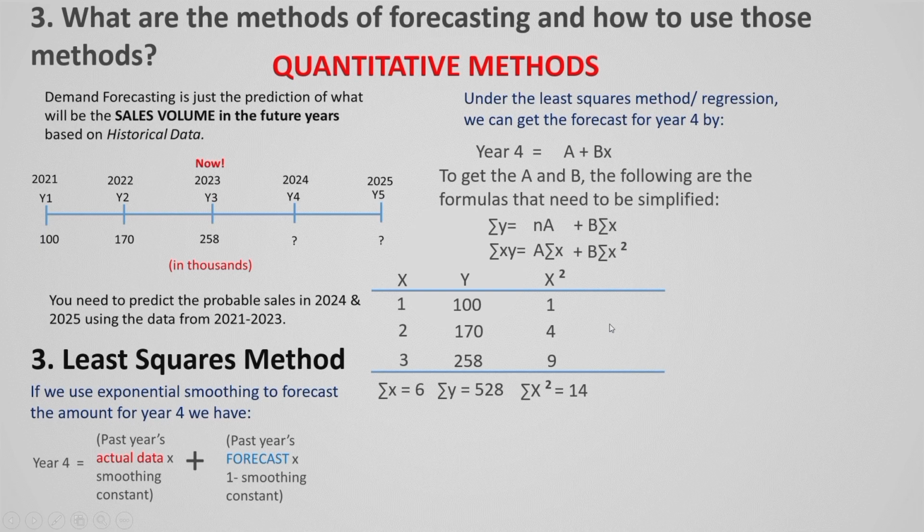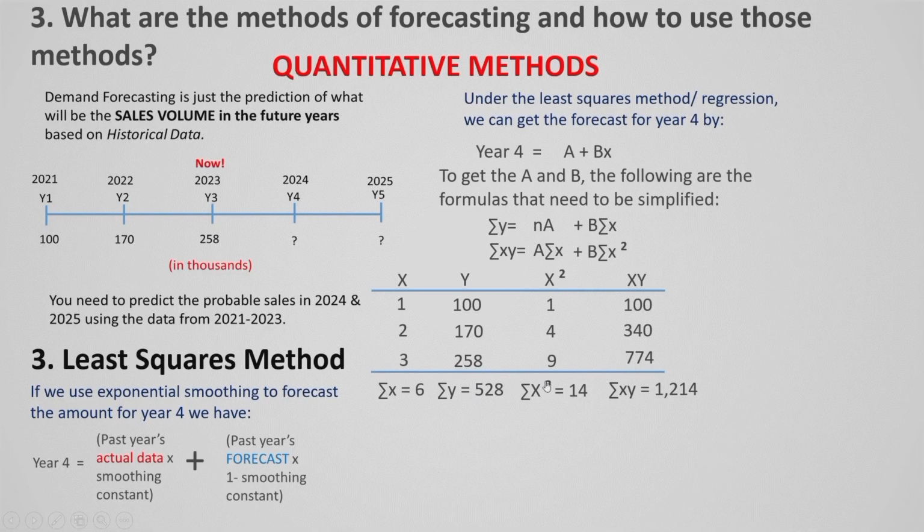Now, let's make a fourth column and name it column XY, because we need the summation of XY for this formula. You just have to multiply the numbers in X times the Y. It's as easy as that. 1 times 100 is 100, 2 times 170 is 340, and 3 times 258 is 774. Next, we sum them all up and we have 1,214, which is the summation of XY. Easy, right? Now, we are ready for the next step.